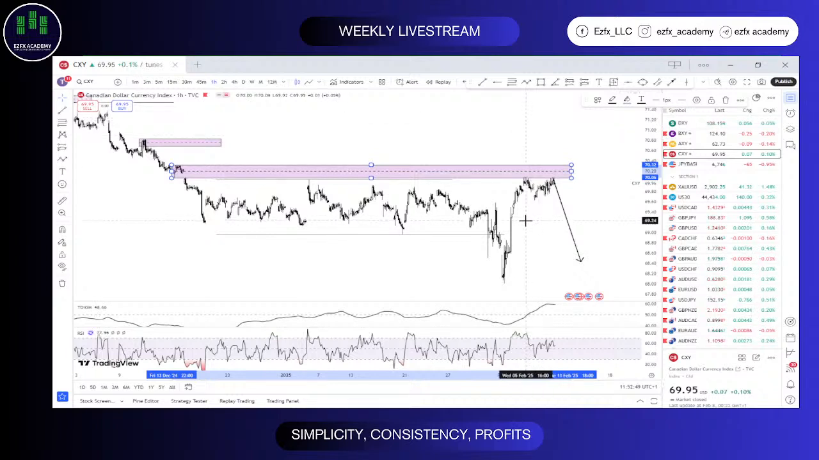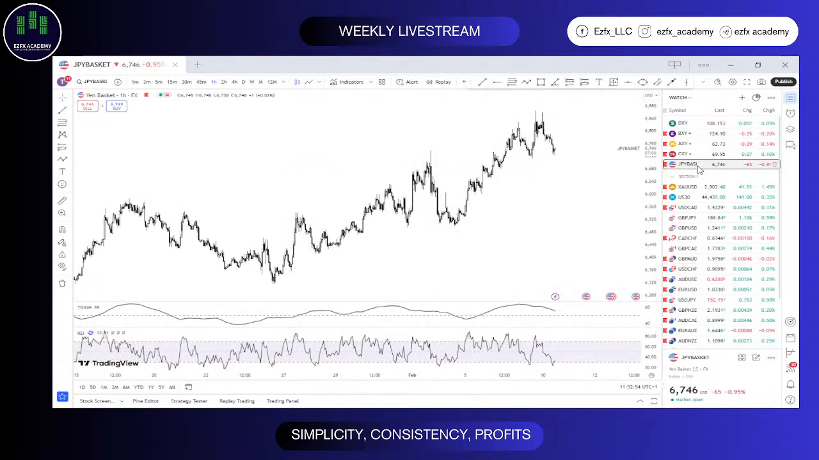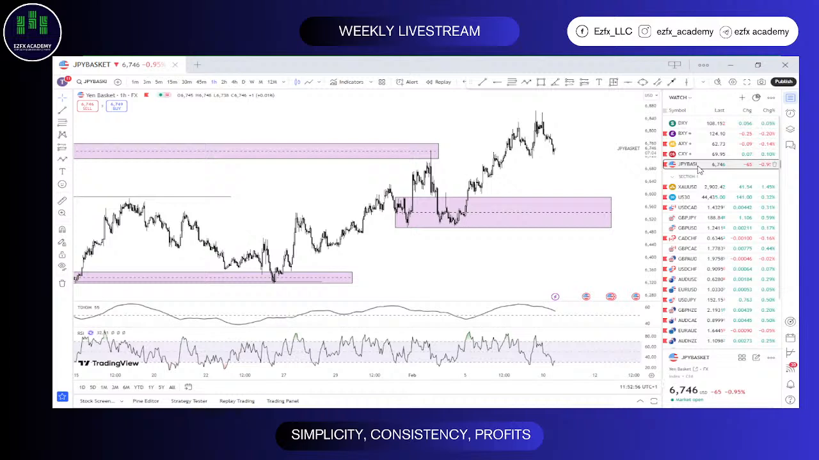But all that being said, I think I'll still be bearish on CXY this week. I'm expecting a weaker Canadian dollar, or at least, maybe I should not say for the whole of the week, but at least Monday, Tuesday, Wednesday, depending on how the market moves rather.